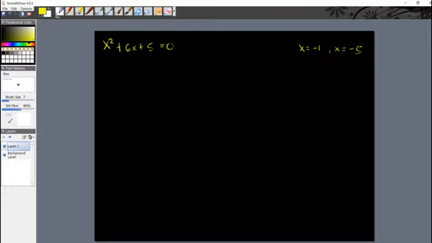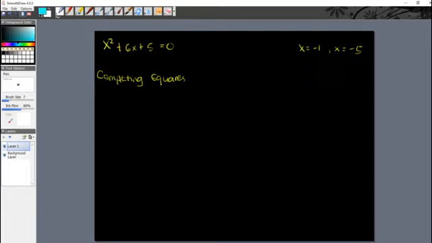Okay, so we are able to solve this quadratic equation using the factoring method. This time we're going to be using completing the square. So these are the steps to do completing the square. I'm going to change the color of my pen first.